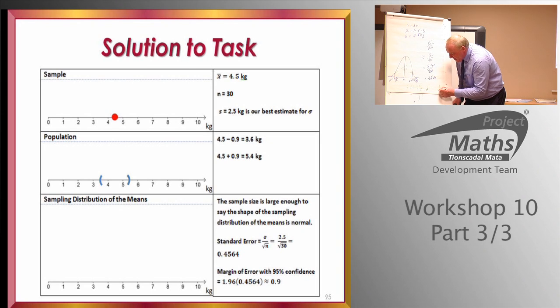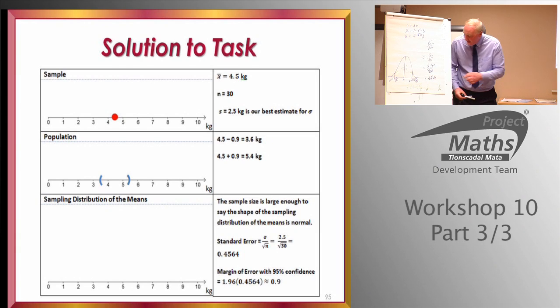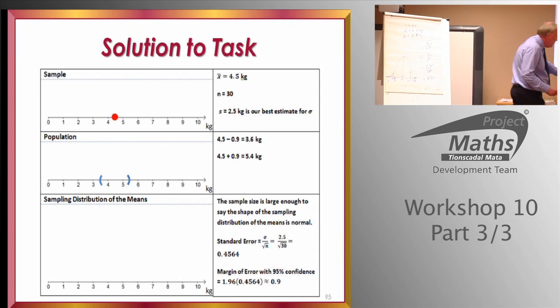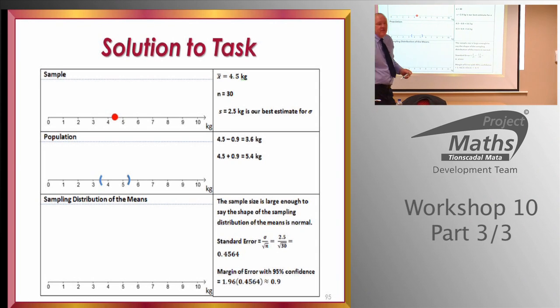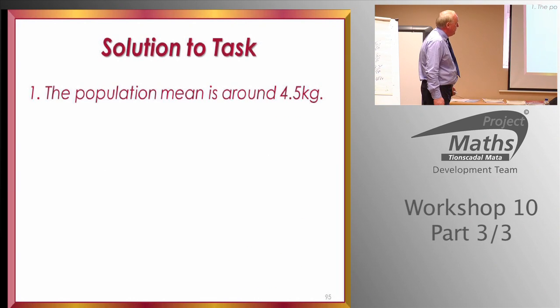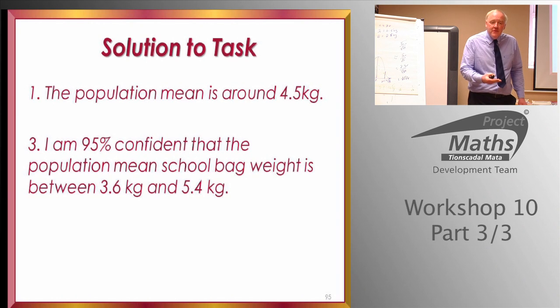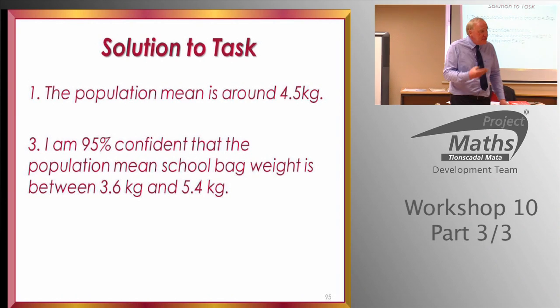So there's 3.6 and 5.4 kg. I've done that in the second one. When I multiply this by 1.96, I get 0.9. I have it done down here, in this one, for the 95%. Does that make sense for us now? So what can I say? The population mean is around that. I am 95% confident that the population mean is between 3.6 and 5.4 kg. I am 95% confident that it's in there.